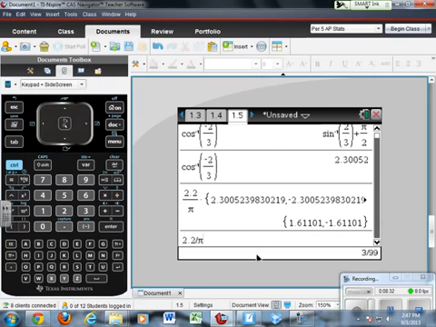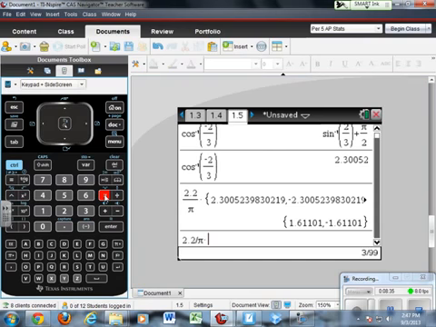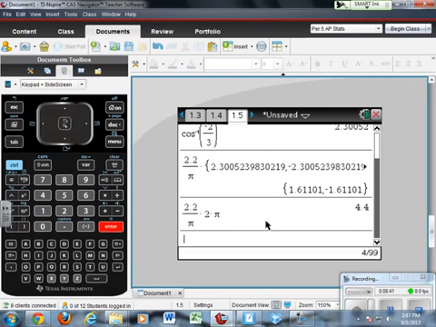And times, what was our period? 2 pi. That just gives me 4.4. Interesting. 4.4 is the period of the fox function.